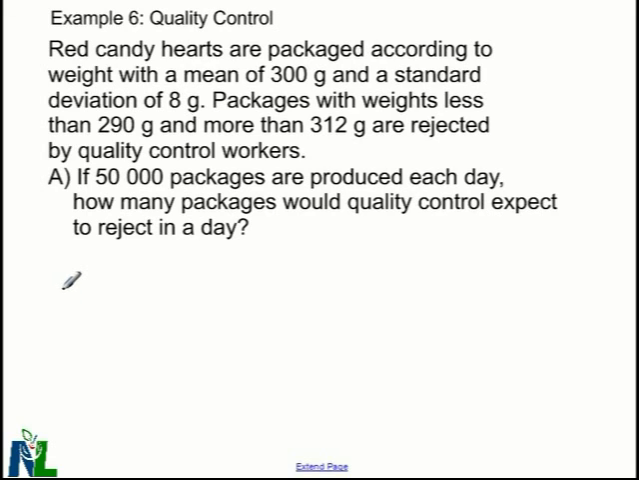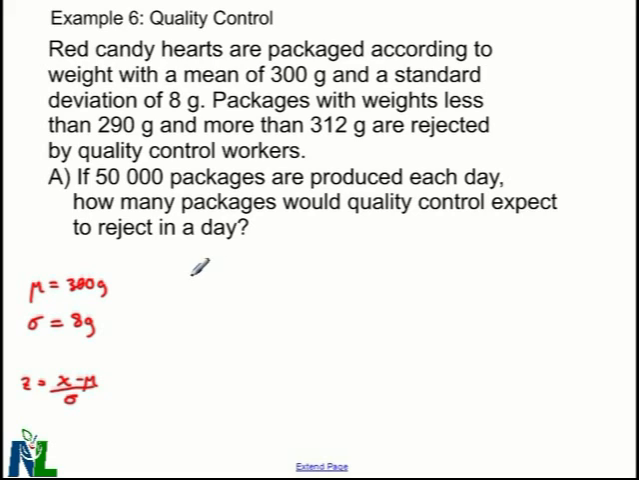a day with a mean of 300 grams per bag and a standard deviation of 8 grams. Now their quality control says they'll reject anything that weighs more than 312 or less than 290. So we want to know how many packages of those 50,000 will be rejected by quality control. So to do that, we're going to need the z-score for each of these values to start. So we'd be using our z-score formula.